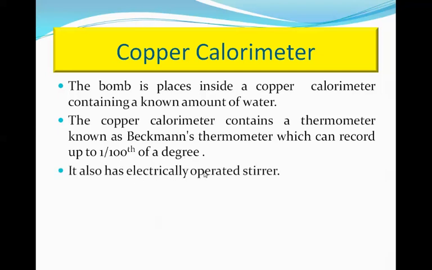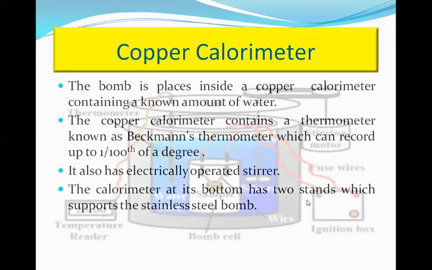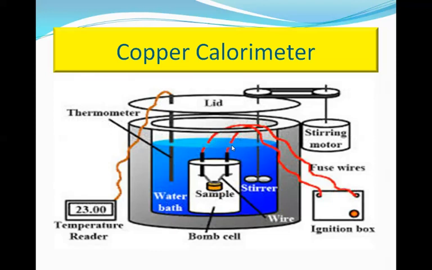It has an electrically operated stirrer. The calorimeter at its bottom has two stands which support the stainless steel bomb, and it can be seen in the diagram. This is actually the stirrer, electrically operated. The sample is placed inside the bomb, the bomb is inside this copper calorimeter with water, the electrically operated stirrer, and then the temperature recorder for the water.